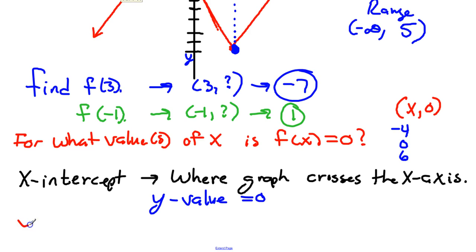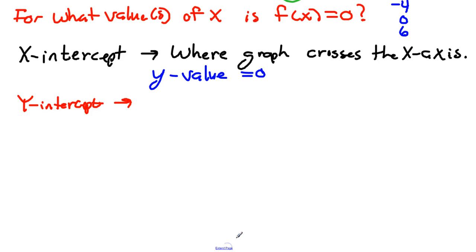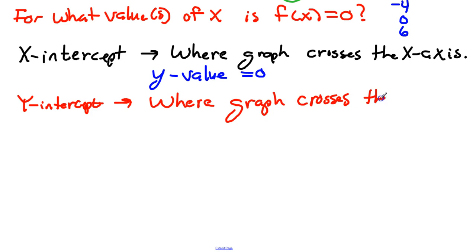Okay, and if they talk about the y-intercept, well, it's just the opposite of that. That's where the graph crosses the y-axis. And the one thing that's always true about any point that's on the y-axis, that means your x value is always going to be 0. And you may have more than one, depending on how the graph is.